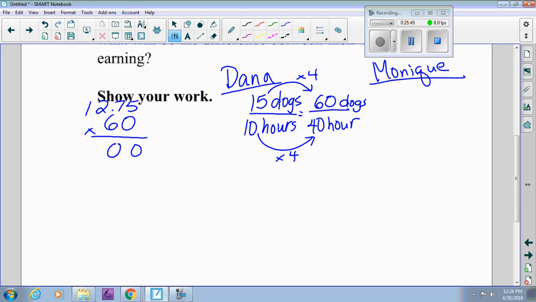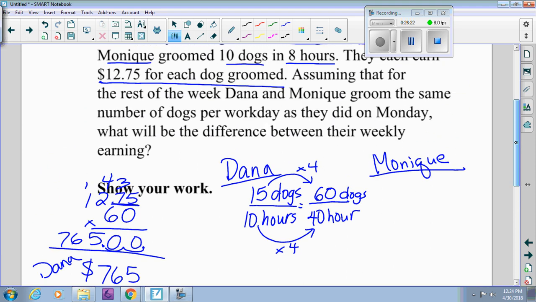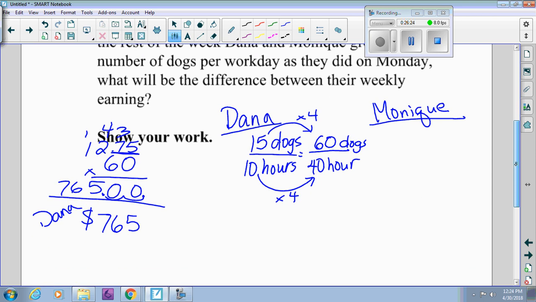So 6 times 5 is 30, carry your 3. 6 times 7 is 42, plus 3 is 45. 6 times 2 is 12, plus 4 is 16. 6 plus 1 is 7. I've got 2 spots here, so I got to move this in 2 spots. So this means that Dana is going to make $765.